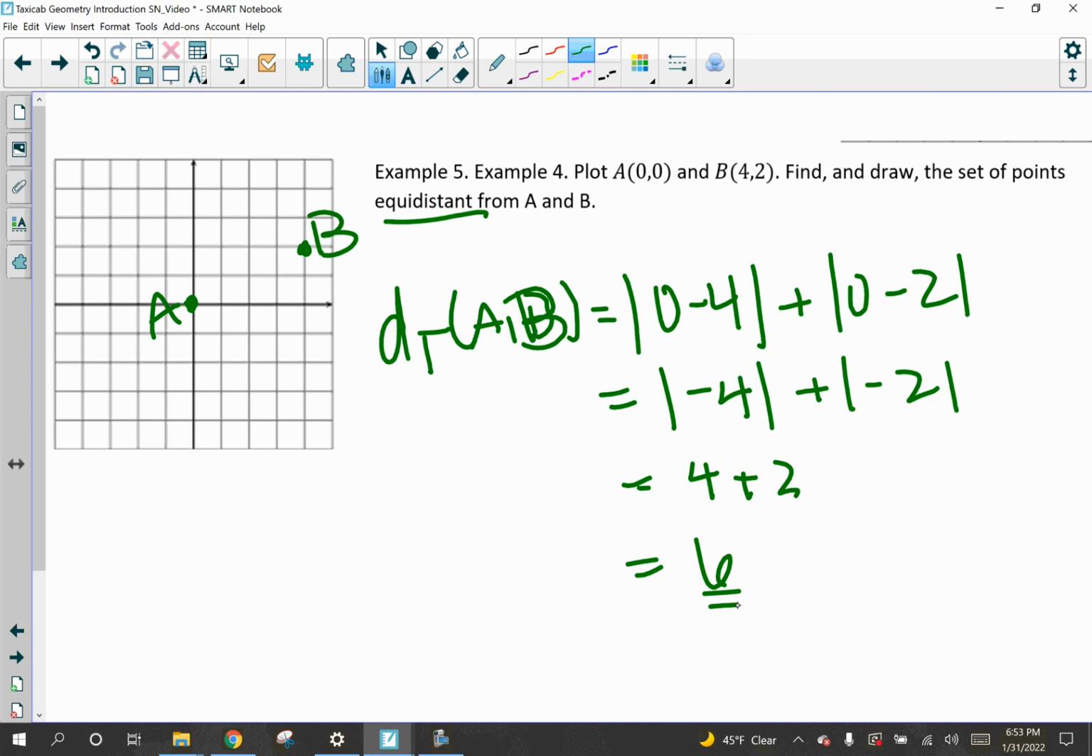Now here's where this problem is a little bit different than the last one. As we know that there's 6, all the points equidistant will be 3 units, right? So I can go up 1, go over 2, that's still 3 units. If I go up 2, over 1, that's 3 units. I can go over to the right 3 units: 1, 2, 3. And keep doing this. Go up 3: 1, 2, 3.